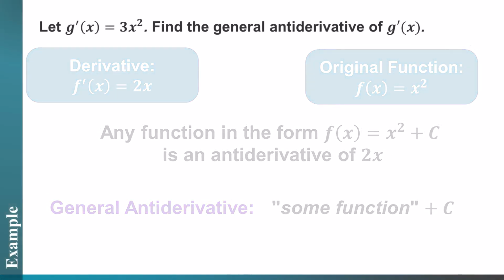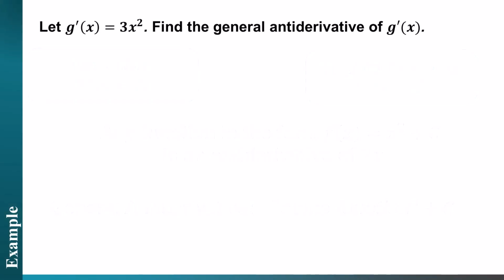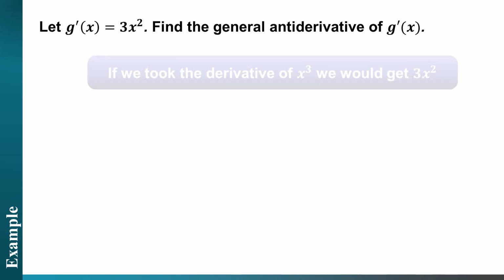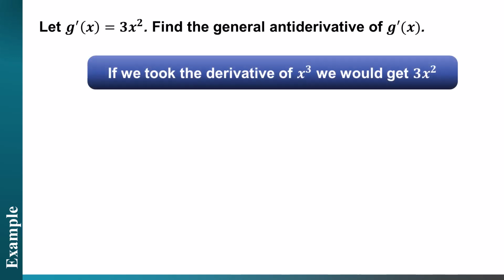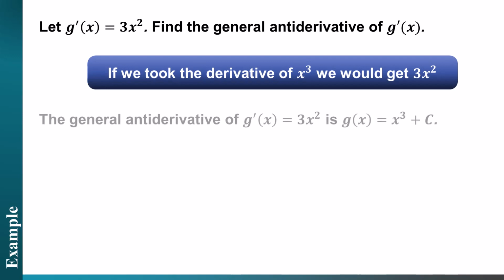Let's look at an example. Let g prime of x equal 3x squared. We want to find the general antiderivative of g prime of x. The general antiderivative is the function g of x, and by observation, we can see that if we took the derivative of x cubed, we would get 3x squared. So the general antiderivative is g of x equals x cubed plus c. Notice that g prime of x is equal to 3x squared no matter what the value of c is.